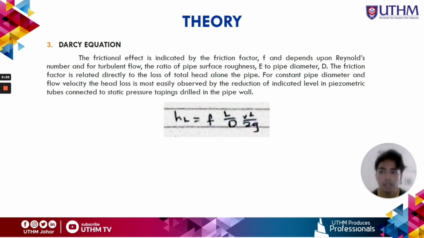Lastly is the Darcy equation. In the Darcy equation, the frictional effect is indicated by the friction factor and depends upon Reynolds number and, for turbulent flow, the ratio of pipe surface roughness to pipe diameter. The friction factor is related directly to the loss of total head along the pipe.